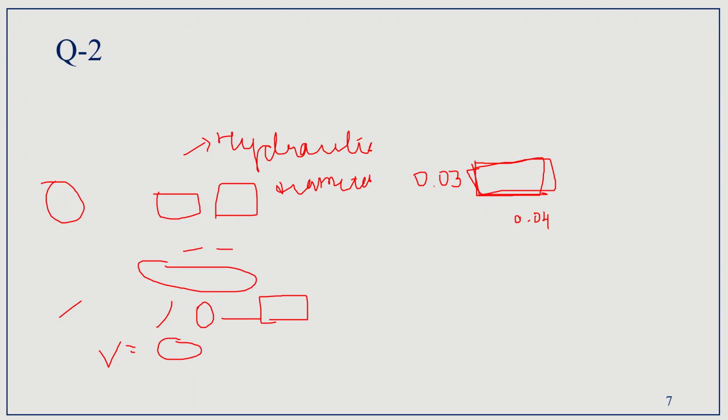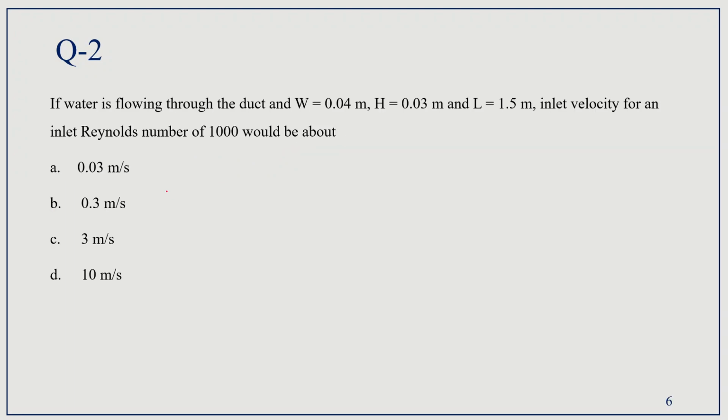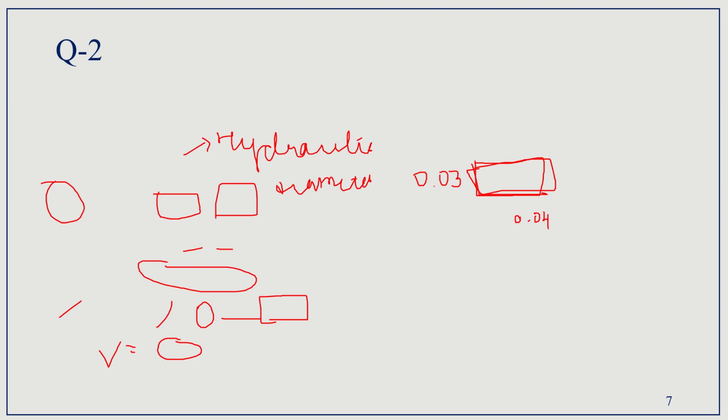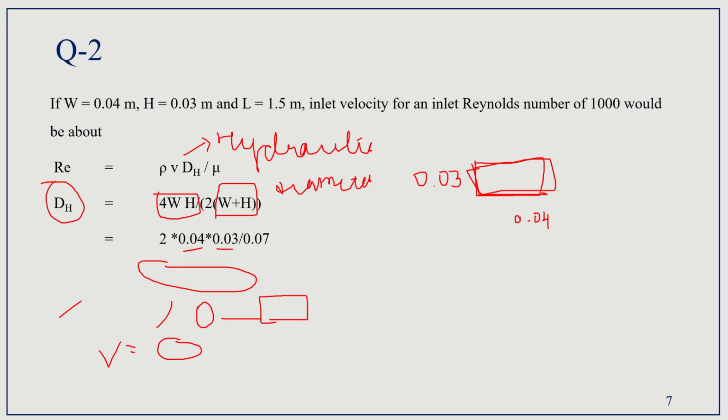So the question asks: if water is flowing through the duct and W is equal to 0.04 meter, H is 0.03 meter and length is 1.5 meter, what would the inlet velocity be for an inlet Reynolds number of 1000? We have found the answer is 0.03 meter per second. So this is how we found it. First, to find the inlet velocity given the Reynolds number, the Reynolds number formula is rho V D by mu.